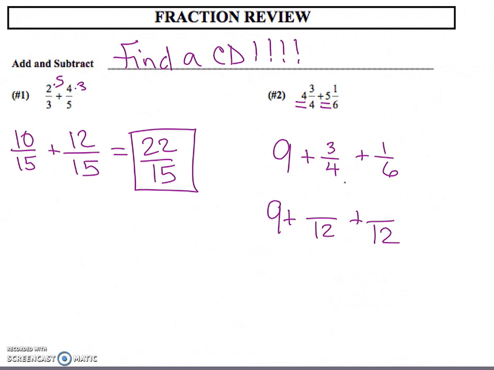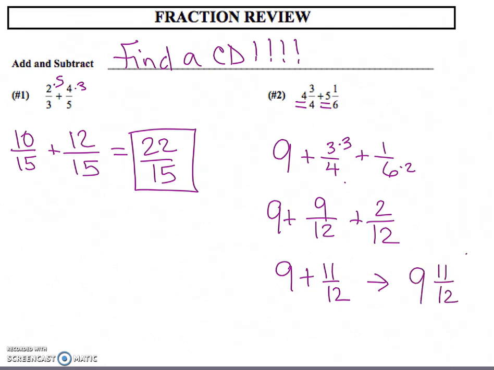4 goes into 12 3 times, so I'm going to multiply 3 times 3. That gives me 9. 6 goes into 12 twice, so I'm going to multiply 1 times 2. That gives me 2. And then when I add 9/12 plus 2/12, I get 11/12. So my final answer is going to be 9 and 11/12.